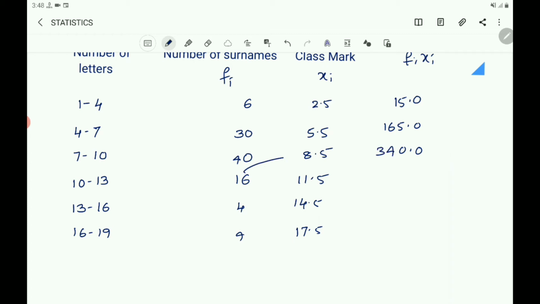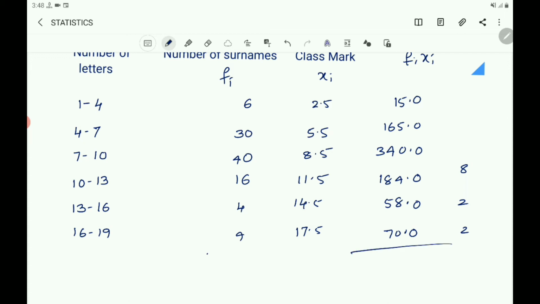Next 16 into 11.5, 16 fives are 80, and 16 ones are 16 plus 8 is 24, 16 ones are 16 plus 2 is 18, 184 you got. Next 4 into 14.5, that is 4 fives are 20, and 4 fours are 16 plus 2 is 18, and 4 ones are 4 plus 1 is 5, you got 58. Next 4 into 17.5, 4 fives are 20, and 4 sevens are 28 plus 2 is 30, 70 you will get.